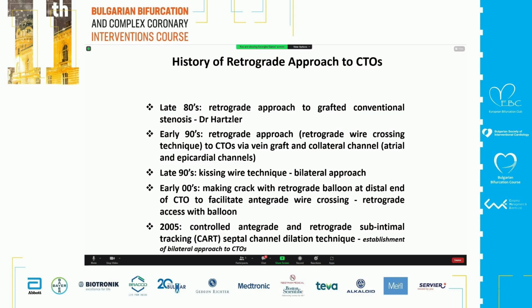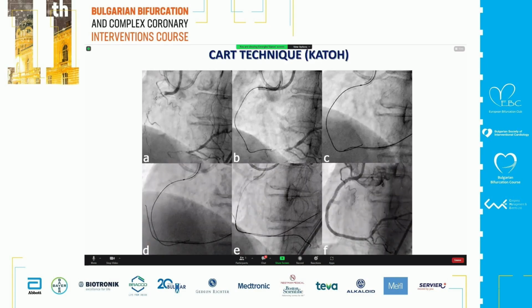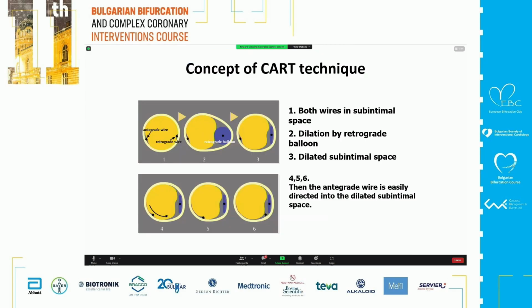And you see the key point was 2005, the CART, the controlled antegrade retrograde subintimal tracking by Kato. You see it here, essentially. This is a slide of him, 2005. This is what the CTOs we're referring to are. It's not the type A CTO or the very short one, but long, with some bridging collaterals. Antegrade tracking as far as you can go, and then, in the good old times, you cross the septals with balloons and dilate the distal cap, and you see that the antegrade wire jumps distally, and then the conclusion of the intervention. That's the classical CART.